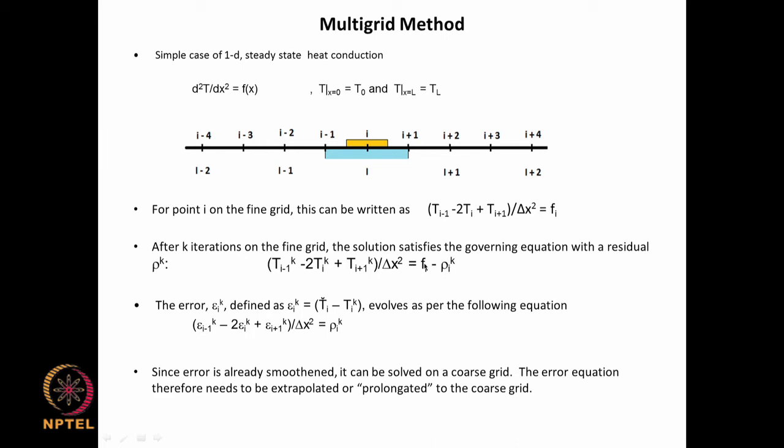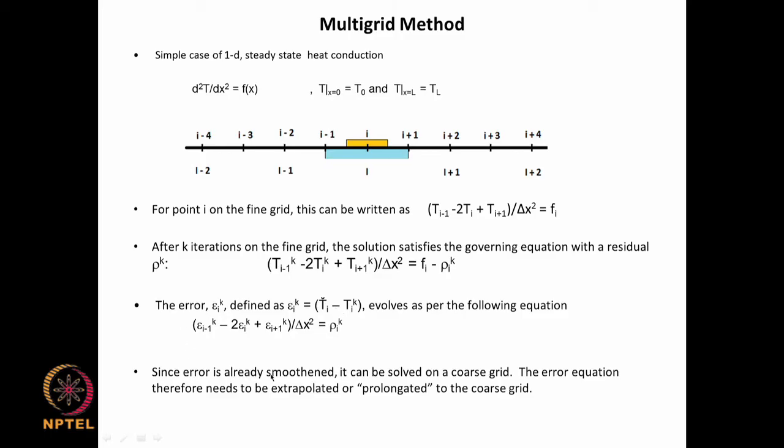If this is equal to 0, then you have an exact solution, but if it is not equal to 0, then you have this. So, if you say that T_i hat is the exact solution, then the error epsilon_i^k is the exact solution minus T_i^k, and the error evolves as (epsilon_{i-1}^k - 2 epsilon_i^k + epsilon_{i+1}^k) / delta x squared, and that is equal to rho_i^k.